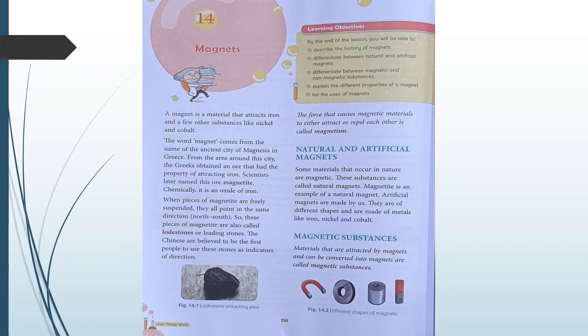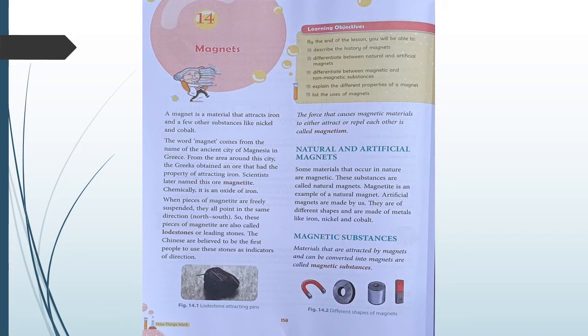Next topic is natural and artificial magnets. Magnetite and lodestones are natural magnets because they are found in nature. Magnets can also be made artificially using metals such as iron, nickel and cobalt. They are called artificial magnets.